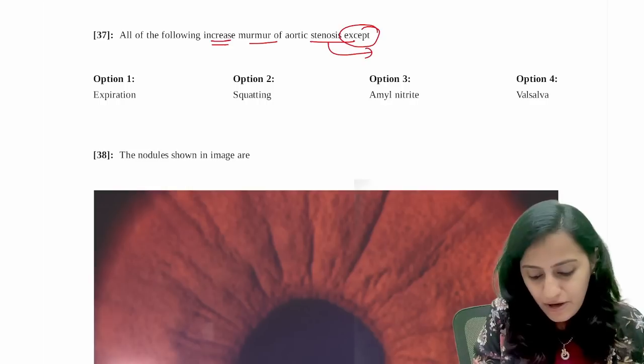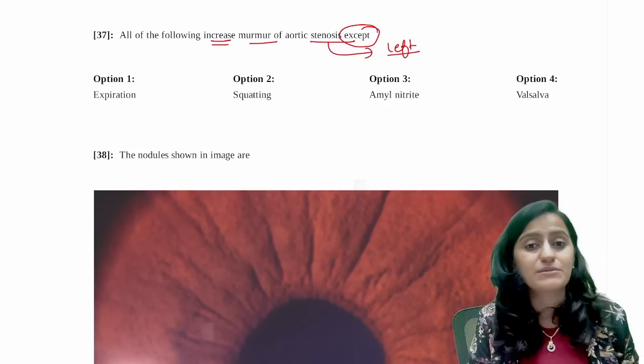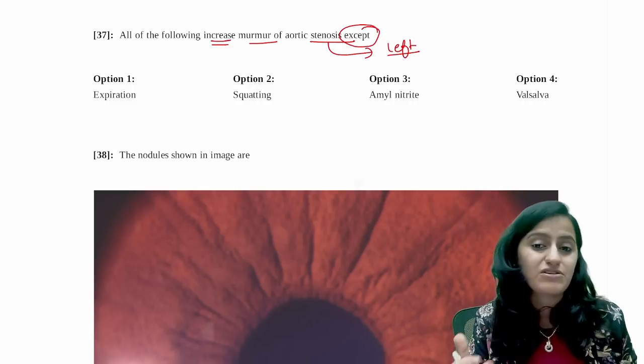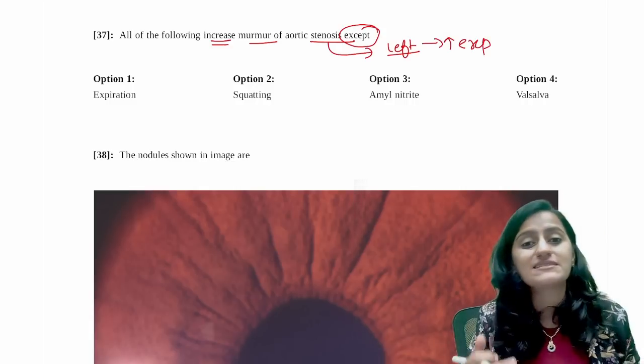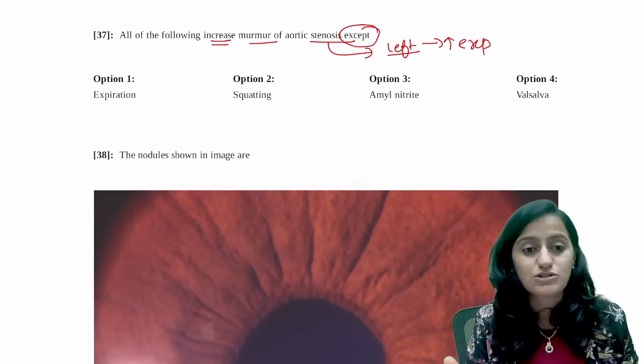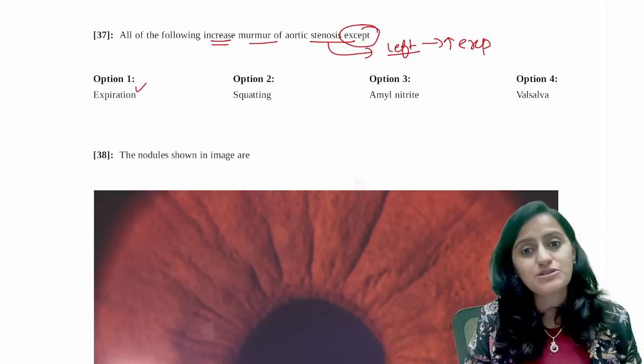Now remember here, aortic stenosis is a left-sided murmur. Aortic valve is left-sided. Mitral valve is left-sided. So left-sided murmurs increase with expiration. Right-sided increase with inspiration. Carvalho's law. So it will increase with expiration.